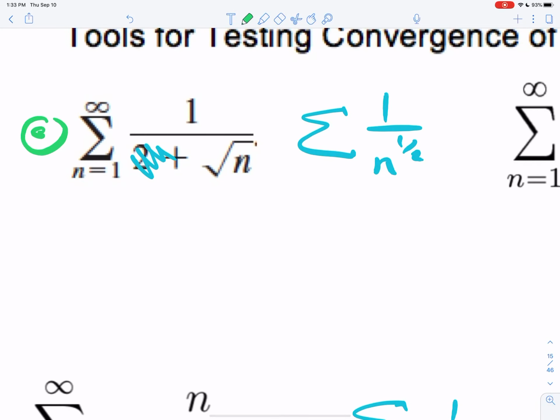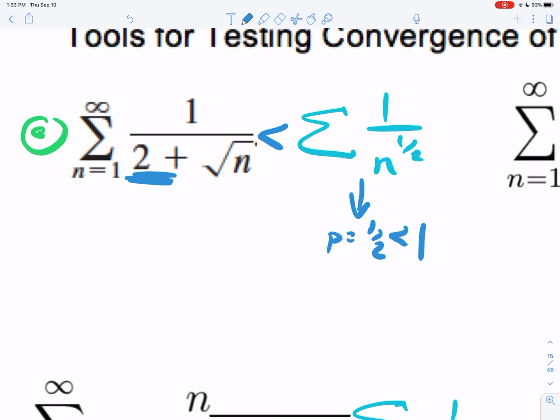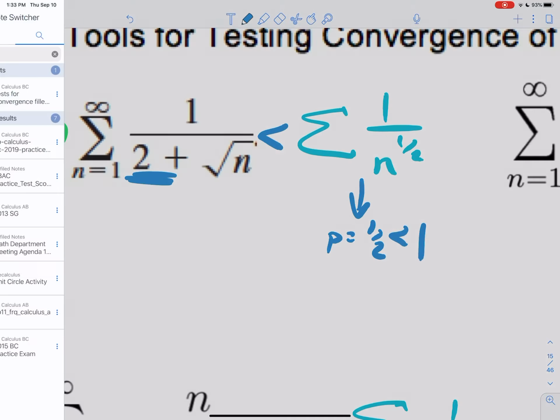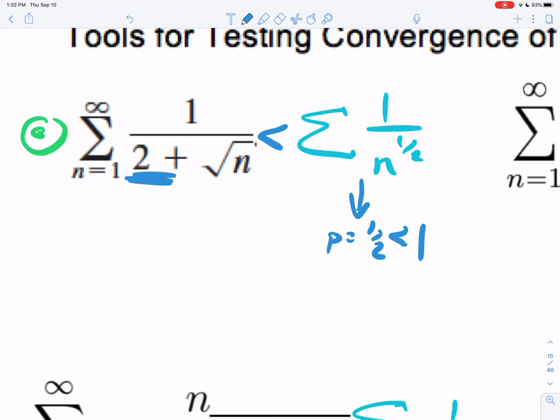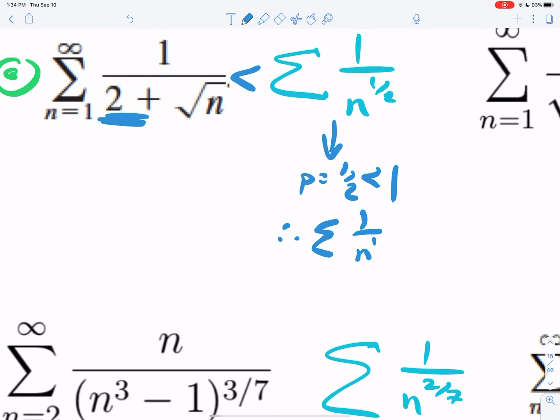Here's part E. Write it down, and press play when you're ready. We were able to compare that this is very similar to 1 over n to the 1/2, or 1 over the square root of n. Is this less than or greater than? There's a 2 plus there, so we're making the denominator larger, so the overall value is getting smaller. So this is a less than. Based on the P series, since P is 1/2, which is definitely less than 1, if you look at that chart, when P is less than 1, we know it diverges. So therefore, this diverges by the P series.